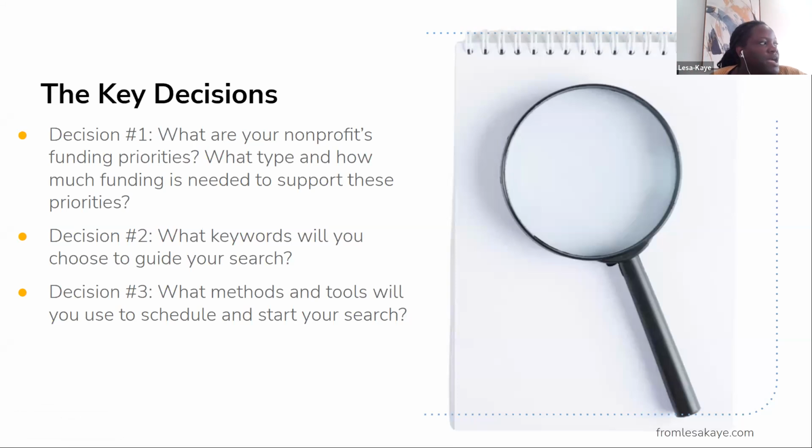And I'm going to put in the chat a free PDF guide that's going to walk you through these decisions even in more detail than I am today in the time that I have. And it also includes a downloadable Excel spreadsheet worksheet to help you organize your organization's funding priorities if you're a large organization that has a number of programs and projects.